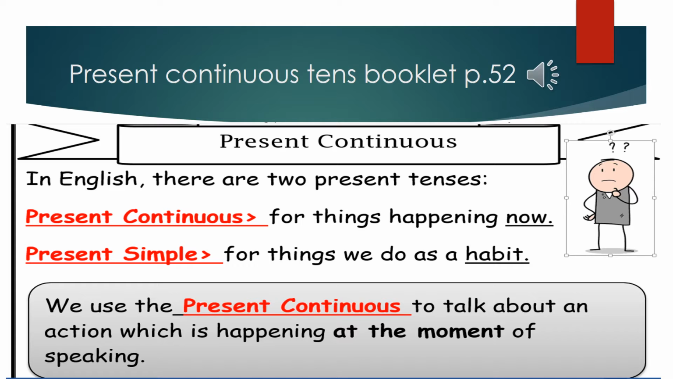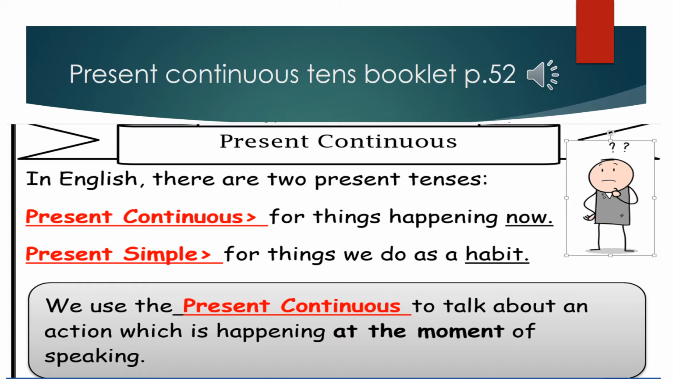What is the present continuous tense? Look, in English, there are two present tenses, present continuous and present simple. Present simple is for things we do as a habit, as a daily routine, something I'm doing every day, okay? Like what? I wash my face every day. I go to school at 7 o'clock, okay? But the present continuous tense is for things happening now, like what? I'm eating now, I'm studying now, I'm drinking now, okay?